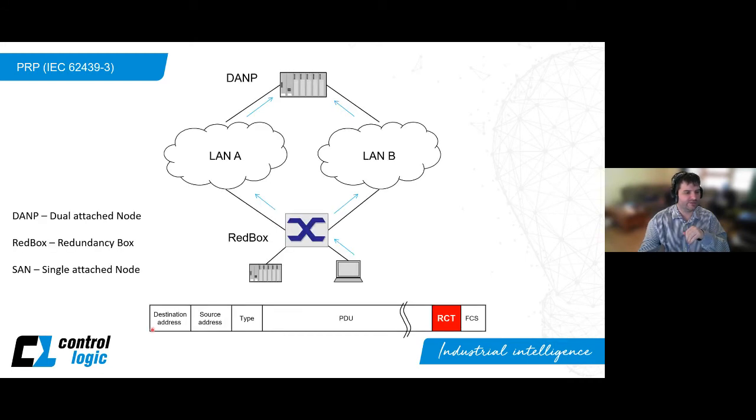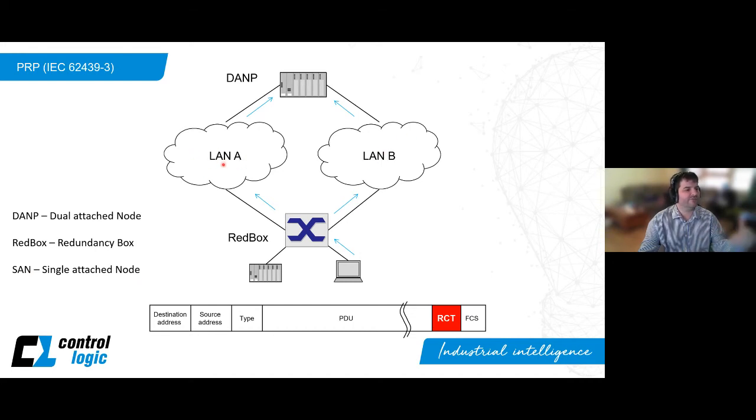We'll talk a bit about the different devices in this network. We actually have a DANP. This is an end device that supports PRP, so it actually has built-in support for the protocol and 2 network interfaces of its own. We have a red box or redundancy box, which pretty much is just a switch that supports PRP. So you have multiple end devices plugged into it and it connects to the PRP system. And we also have singly attached nodes, which is a device that plugs into either LAN A or LAN B.